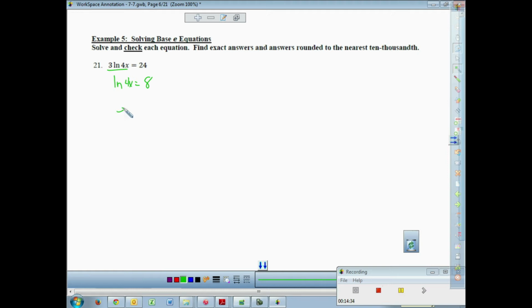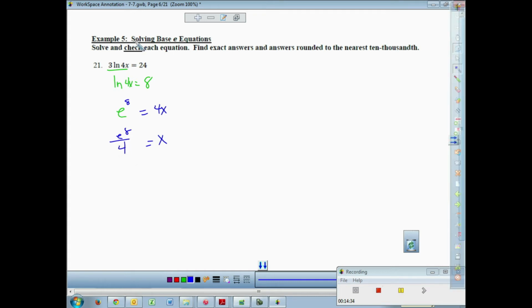What's the base? E is the base, right? E is the base because it's a natural log. What's the exponent, baby? 8. That should equal 4x. You see, that's how you get the argument by itself. When there's a logarithm, you need to rewrite it exponentially. Is x all by itself before we go further? Nope. What would you need to do to get x all by itself? So x equals e to the 8th over 4, baby. Right? That's the exact answer.